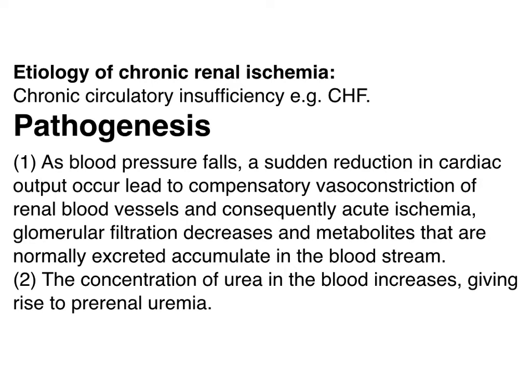Pathogenesis: as blood pressure falls, there is a decrease in blood pressure. Sudden reduction in cardiac output occurs, leading to compensatory vasoconstriction, so there is constriction of the renal blood vessels, and consequently acute ischemia follows. Glomerular filtration decreases, and metabolites that are normally excreted accumulate in the bloodstream. The concentration of urea in the blood increases, giving rise to pre-renal uremia.